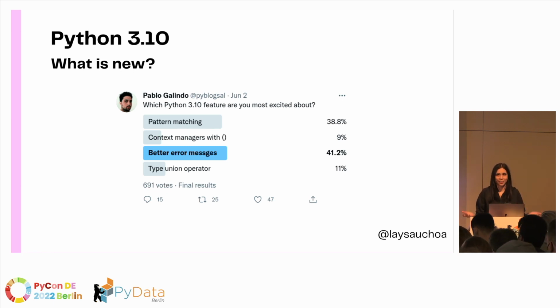Context manager, I don't know. Are there some context manager fans here? There is one person, or maybe 3, maybe 4. OK, it's getting more allies now. Better error messages, I think, is also something good. I think nobody wants to be looking so much in the code if it can already give you the answer. And the type union operator. Yeah, there are some typing people here.